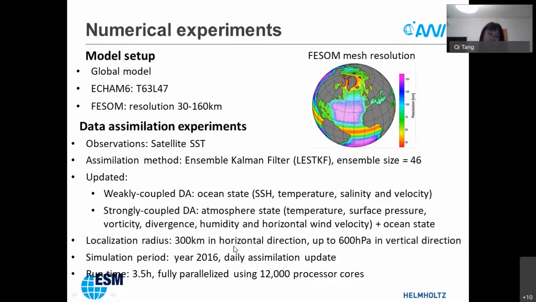The localization radius in the horizontal direction is 300 kilometers. For the atmosphere, we also do vertical localization, which is up to 600 hectopascal. The simulation period is 1 year with daily updates. This 1 year simulation run takes about 3.5 hours with a fully parallelized configuration using about 12,000 cores.